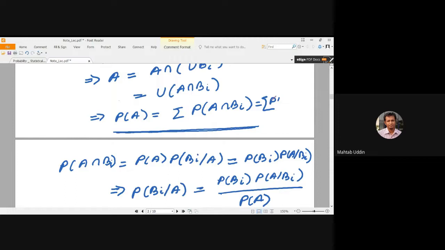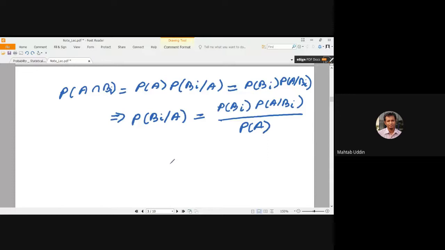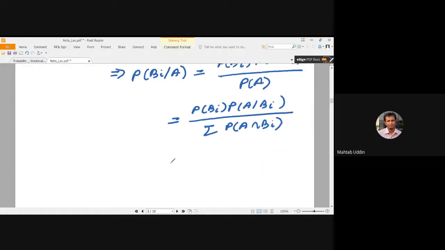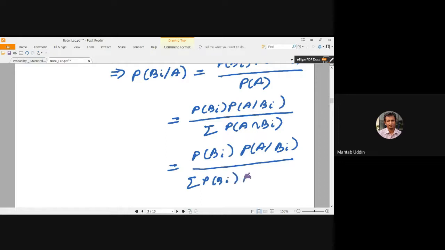জায়গা হচ্ছে না, তারপরে লাইন লিখবে। So this is equal to P of Bi, P of A by Bi, over sum of P of A intersection Bi. Then for this we can also write P of Bi, P of A by Bi, over sum of P of Bi, P of A by Bi. This is Bayes theorem.